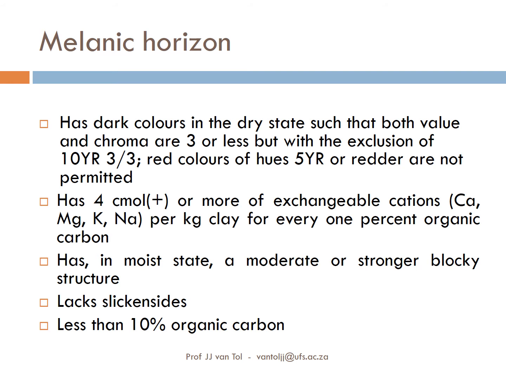Okay. The next horizon, and I'm on page 42 now, is the melanic horizon. What is key about the melanic horizon is the dark colors. There's something that you have to highlight in your books, which is the dry state. When you classify the soil, you're going to get a wet color and a dry color, but it has to have dark colors in the dry state, so that both the value and the chroma are 3 or less.